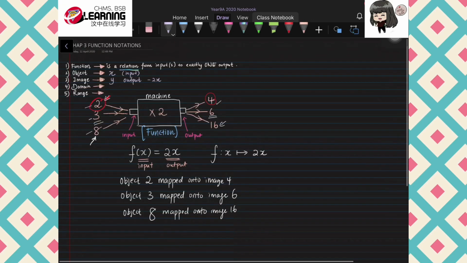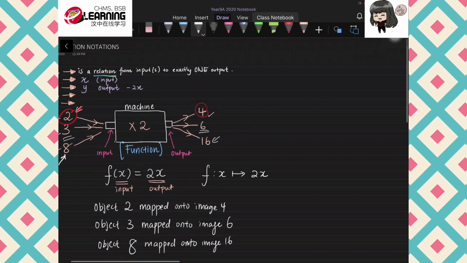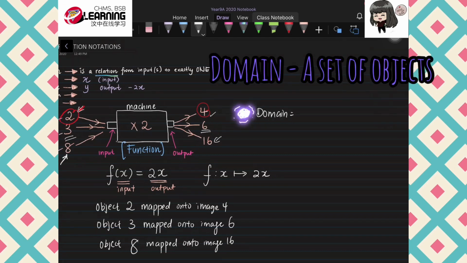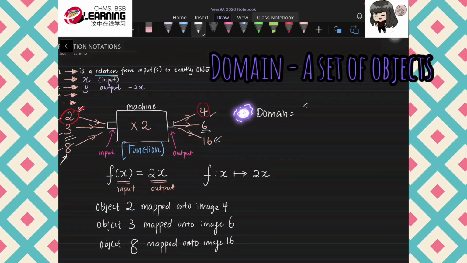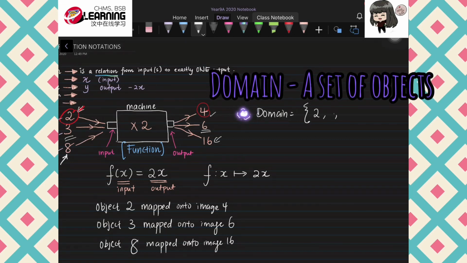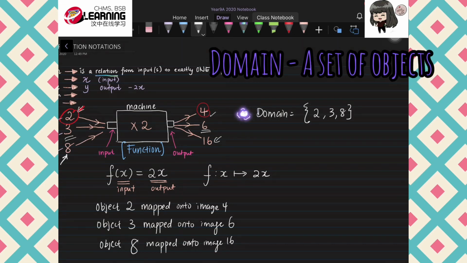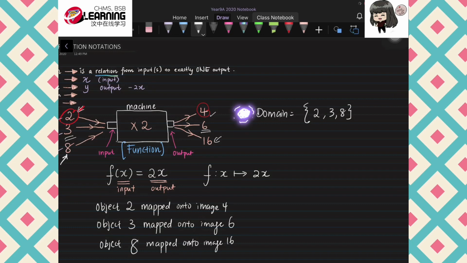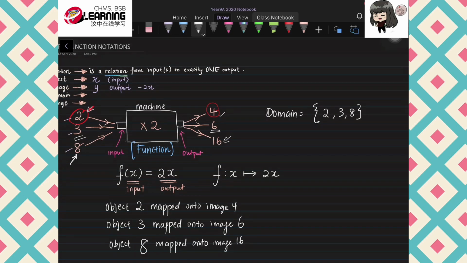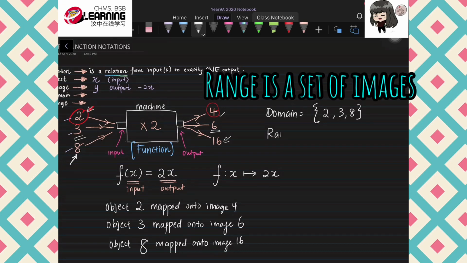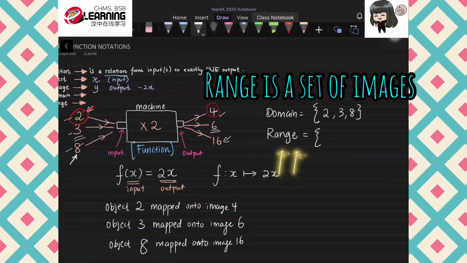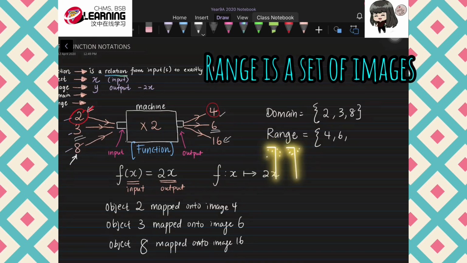Okay. For domain, I'm using the same example here. Your domain will be 2, 3, and 8. It's a set of inputs, or a set of your x. It's called domain, which is 2, 3, and 8. Okay, as for range, it's a set of your images, which is 4, 6, and 16.